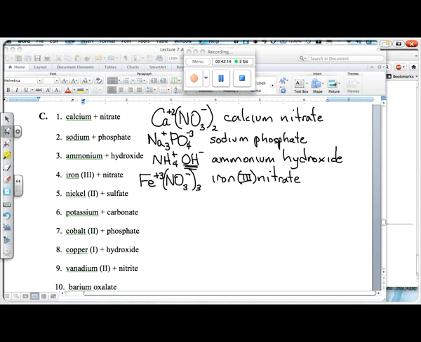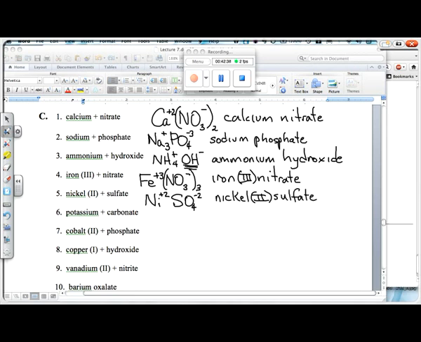Nickel 2 sulfate. Nickel has a +2. That's what the Roman numeral tells me. Formula for sulfate, SO4. But it's the -2 charge I'm going to focus on. -2 plus 2, so 1 of each is good. And this compound is nickel 2 sulfate.